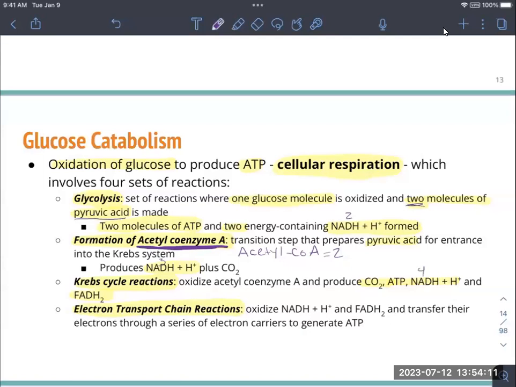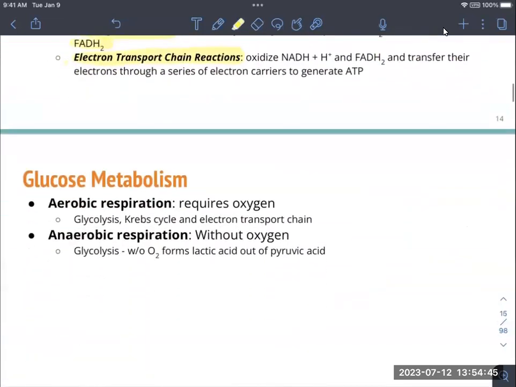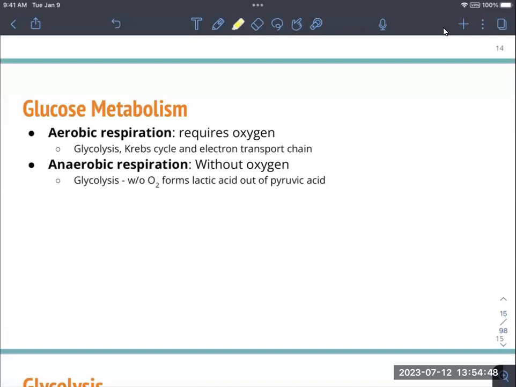During this process of sending these NADH plus H and that FADH2, we are taking the electrons off of that NADH plus hydrogen and that FADH2, and we use those electrons to generate ATP. So here we're able to generate very large amounts of ATP from that original glucose molecule. But it takes glycolysis, the formation of acetyl-CoA, the Krebs cycle, and the electron transport chain for all of this to happen. So aerobic respiration requires oxygen.